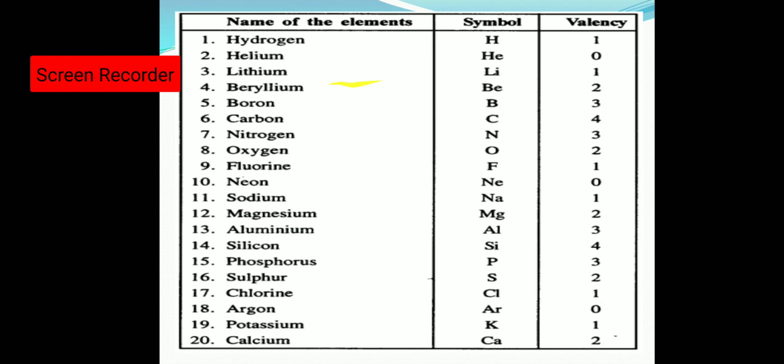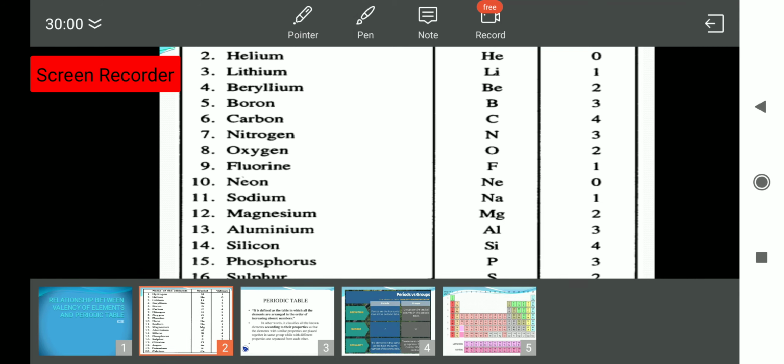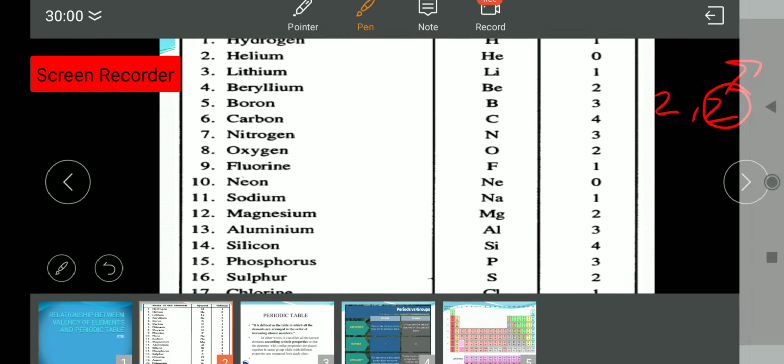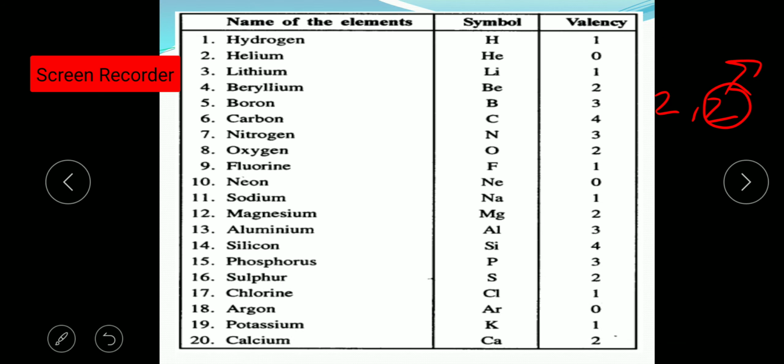Next is lithium. The atomic number of lithium is 3. So in the first shell it will have 2 electrons and in the second shell it will have 1 electron. So it will have valency 1. So it will give 1 electron. Beryllium, its atomic number is 4. So in the first shell 2 electrons will be there and in the second shell 2 electrons will be there. So 2 and 2. So its valency will be 2. So by giving 2 electrons it will fulfill its duplet just like helium.